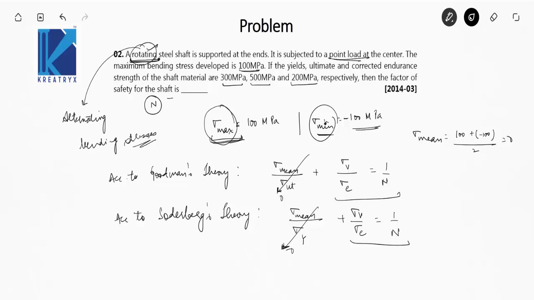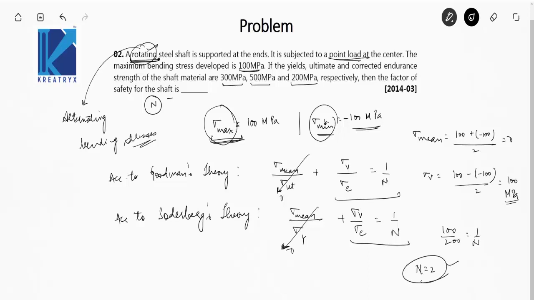So the answer will be, you have to find the variable stress. Sigma v is equal to 100 minus minus 100 upon 2, that is 200 by 2, that is 100 megapascal. And the corrected endurance stress is given as 200 megapascal. So 100 upon 200 is equal to 1 by n, and n is equal to 2. So the factor of safety for the shaft is 2.